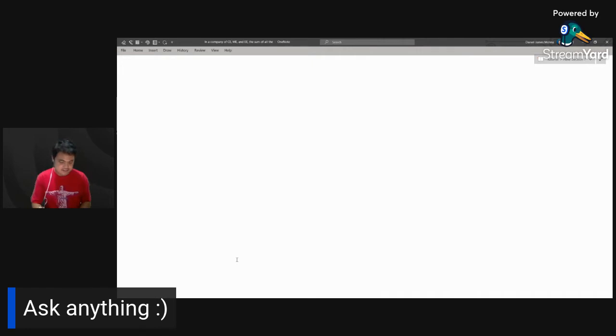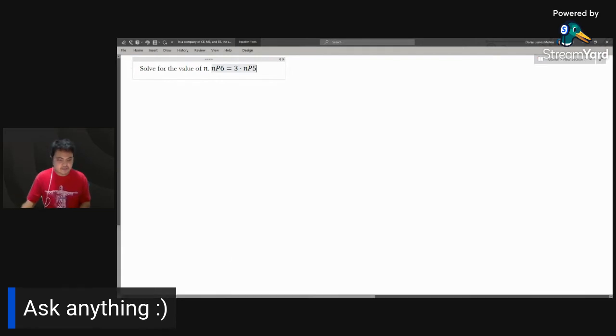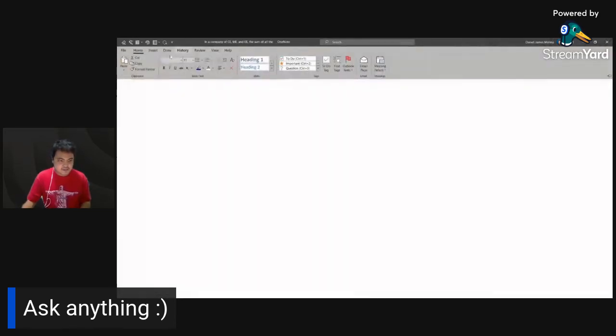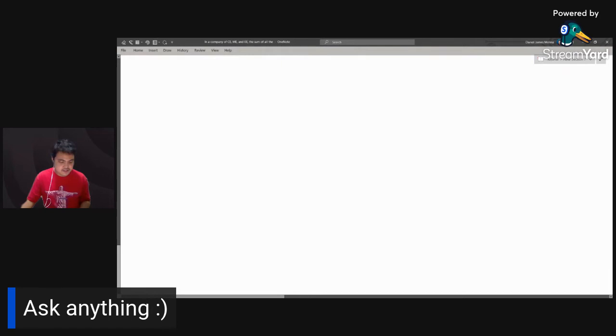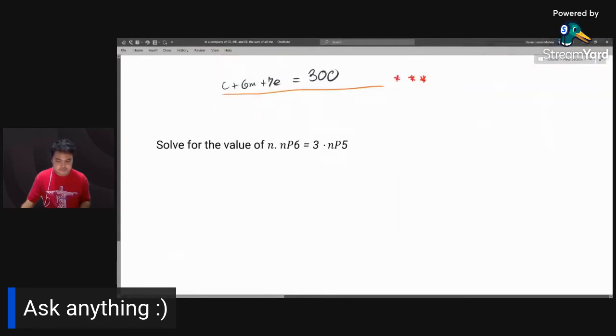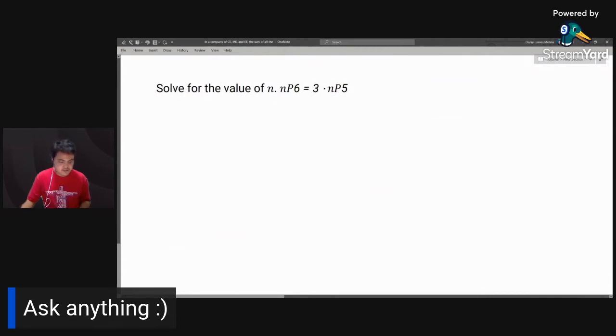Solve for the value of n. Ang equation natin is nP6 is equal to 3 dot nP5. Kasi madalas, ang ginagamit nila dyan, shift solve. Ay, hindi pala. Choices, no? Oopsies. Choices. Madalas dito, choices gagamitin, no?